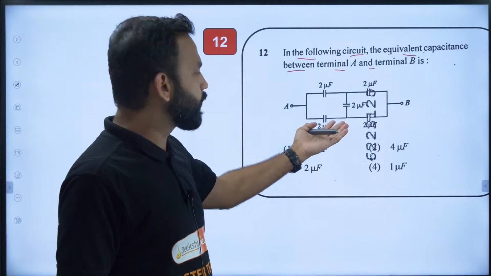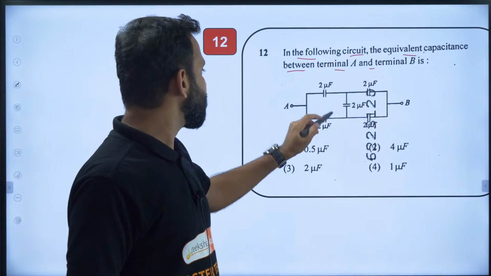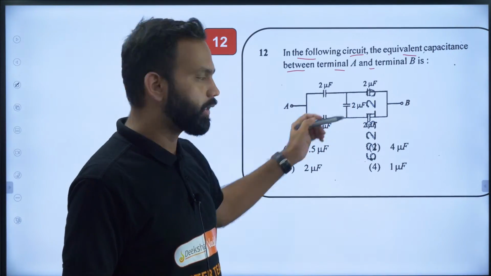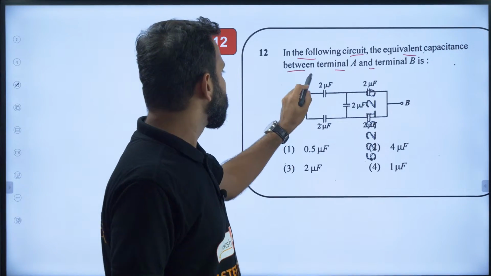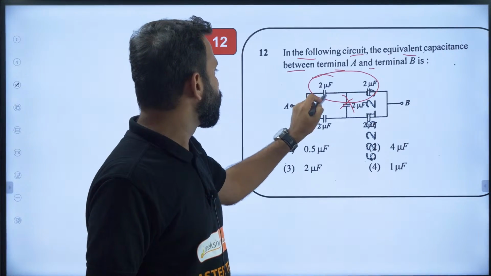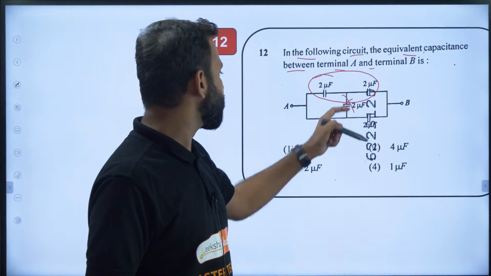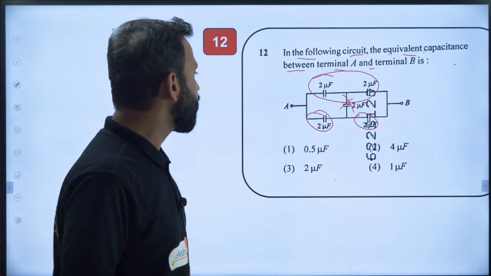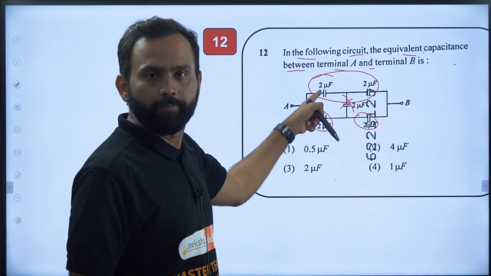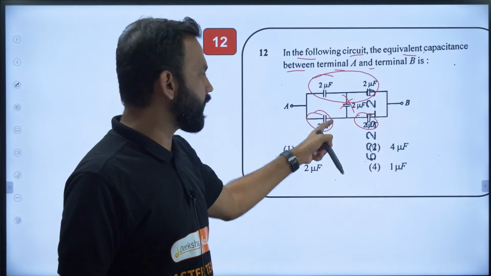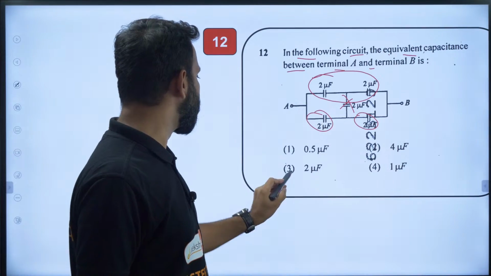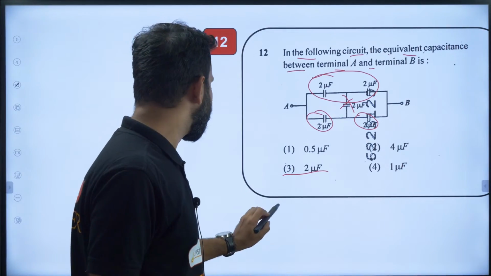So if you look at this circuit diagram, you can easily say this is a balanced Wheatstone bridge, right? 2 into 2, 4, 2 into 2, 4. So now you can neglect the middle branch. Now 2 microfarad, these two are in series, then 2 microfarad, these two are in series. So the equivalent capacitance between these two is 1 microfarad, and these two is 1 microfarad, then these two are in parallel, 1 microfarad plus 1 microfarad, 2 microfarad. So the correct option is 3, 2 microfarad.